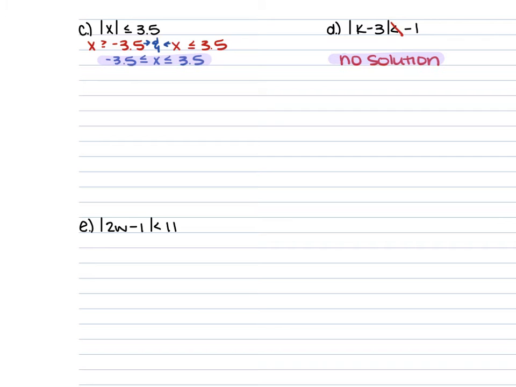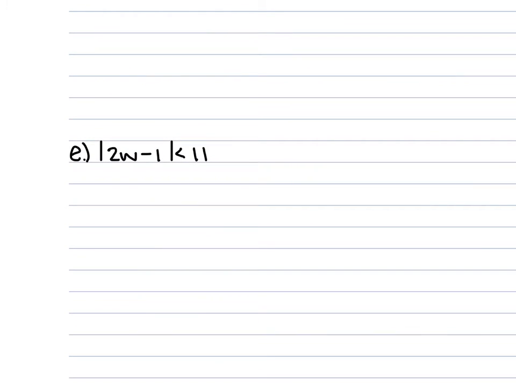For E, we have the absolute value of 2w minus 1 is less than 11. Ask yourself, the absolute value of anything is always a positive number. Is a positive number able to be less than 11? Yes. So turn this into two inequalities. We're going to have 2w minus 1 is greater than negative 11, as well as 2w minus 1 is less than positive 11. And we're going to solve for both of these.